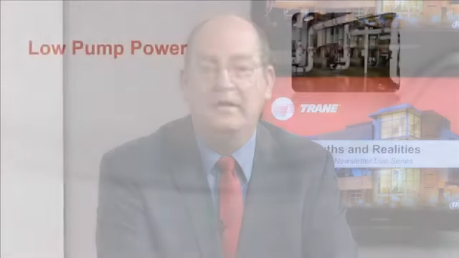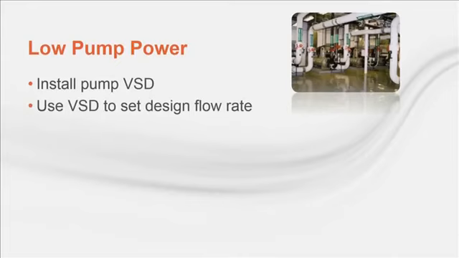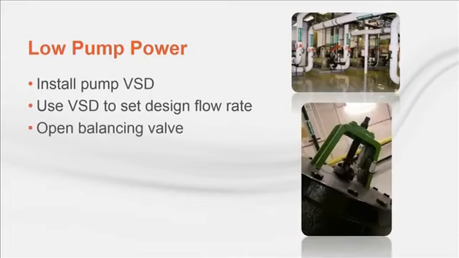But there are times it might not make sense to design the system as variable primary flow. For example, if the chiller and air handler are in the same equipment room, there's very little pump energy to be saved. So variable flow may not be warranted at all. In such cases, you can still install a variable speed drive on the pump, but use that drive just to set design flow rate and open any balancing or triple duty valve. It's just increasing pressure drop and pump energy.